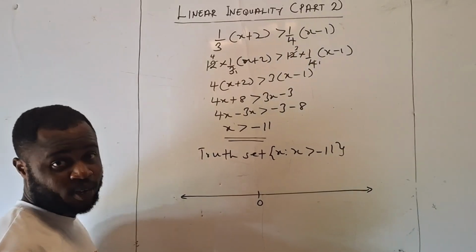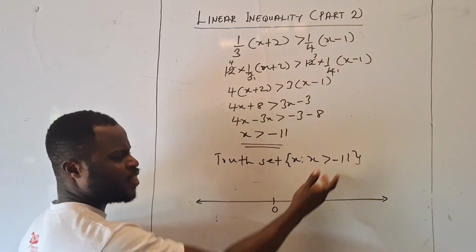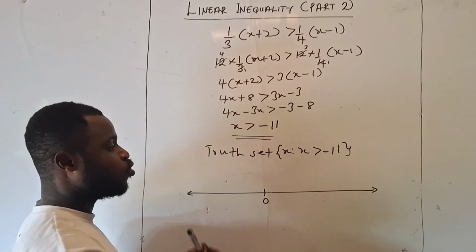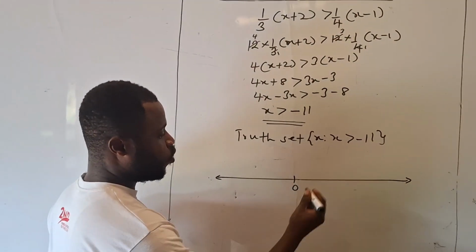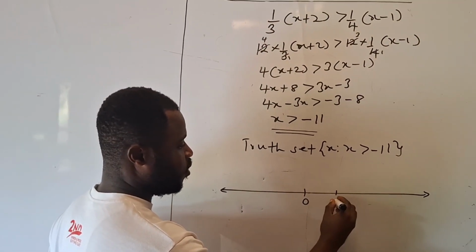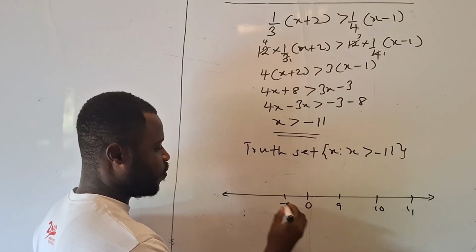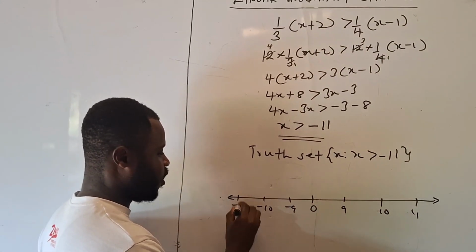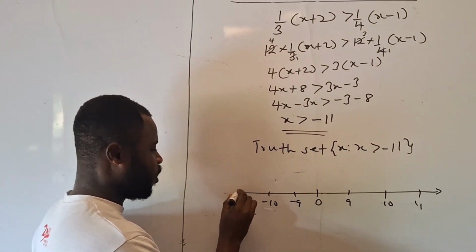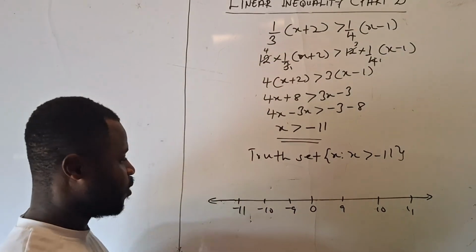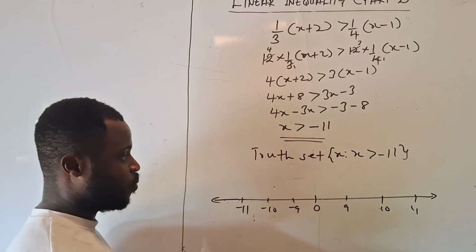This is the middle of the number line, which is 1. Because the answer is negative 11, there's no need for you to start from 1, 2, 3. Here we can start from maybe 9, 10, 11. Then we can start here negative 9, negative 10, negative 11. The most important thing is the answer you have gotten should appear on the number line.